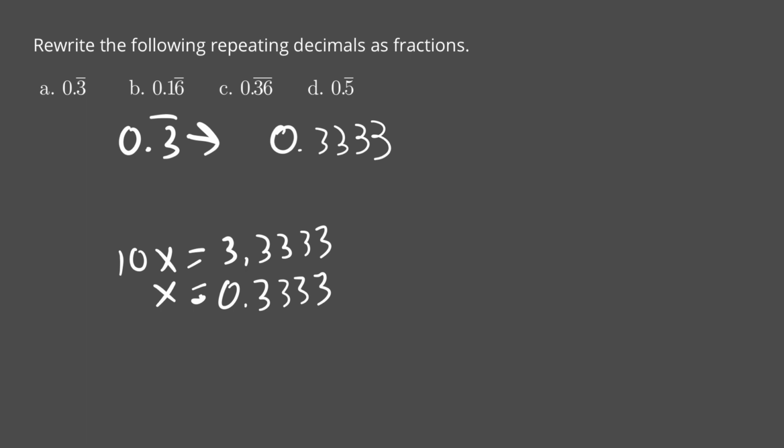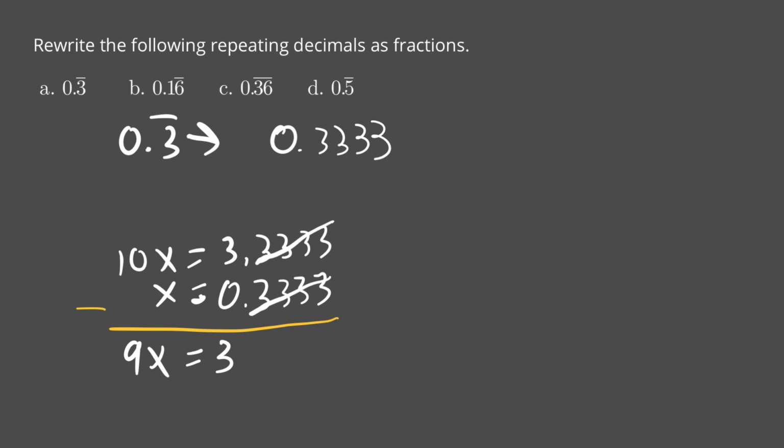Now we subtract the top equation from the bottom equation. When we do that, you'll notice the repeating decimals cancel out. You have 3333 repeating, canceling, and that leaves you with 3 is equal to 10x minus x, which is 9x. Now we have to get x by itself. If you're not sure how to do this, we have a video talking about how to find unknown numbers in equations. Go ahead and check that out.